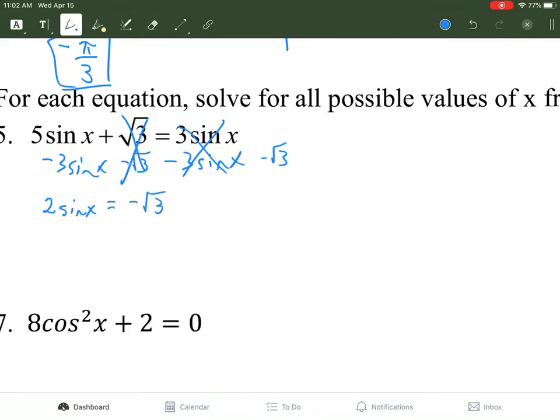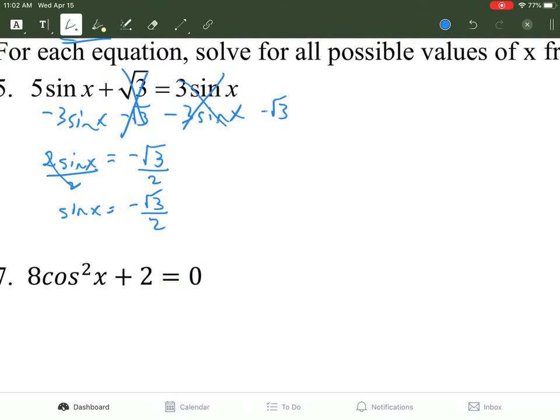Now to get sine of x by itself, we're going to divide both sides by 2. So sine of x is equal to negative root 3 over 2. Now that's only part of the answer. Okay, that's good, but now you have to look at your unit circle and find out at what radians sine is going to be negative root 3 over 2. And there are 2 of them. It is negative root 3 over 2 on the y value of the point at 4 pi over 3 and at 5 pi over 3.